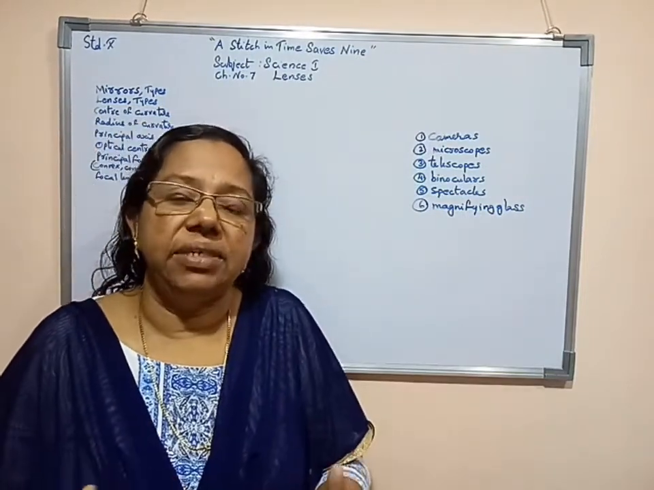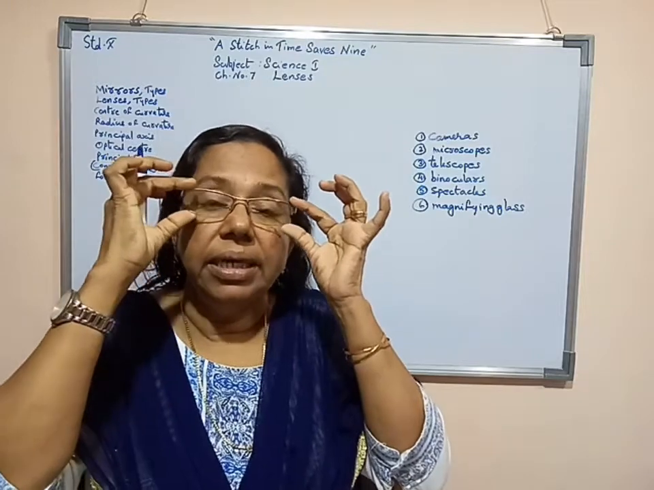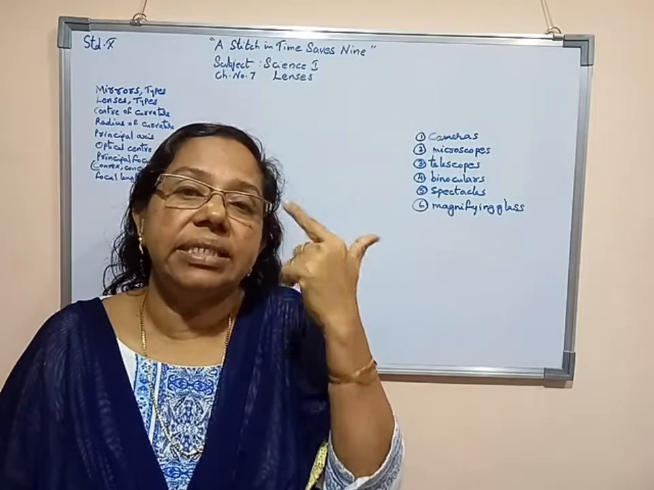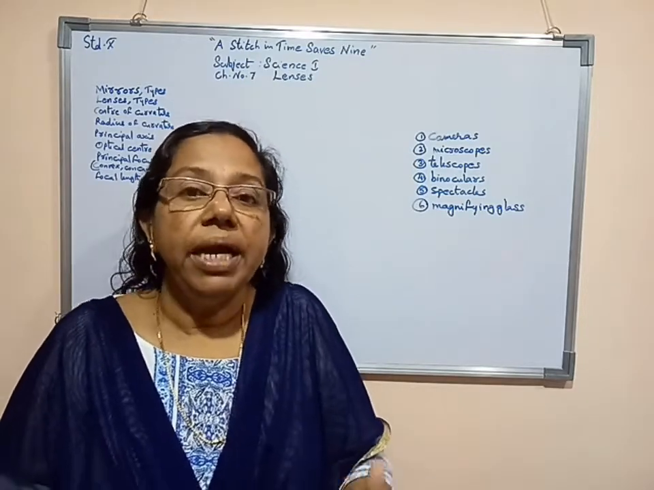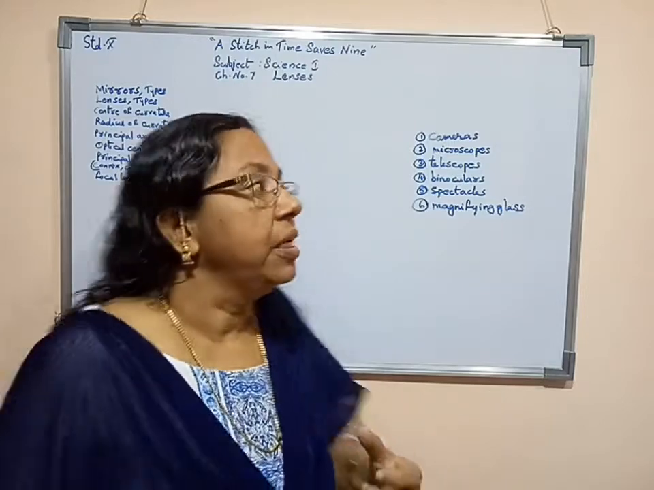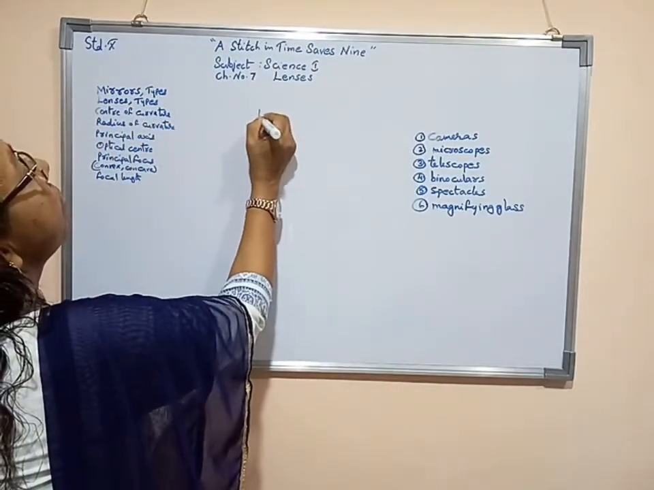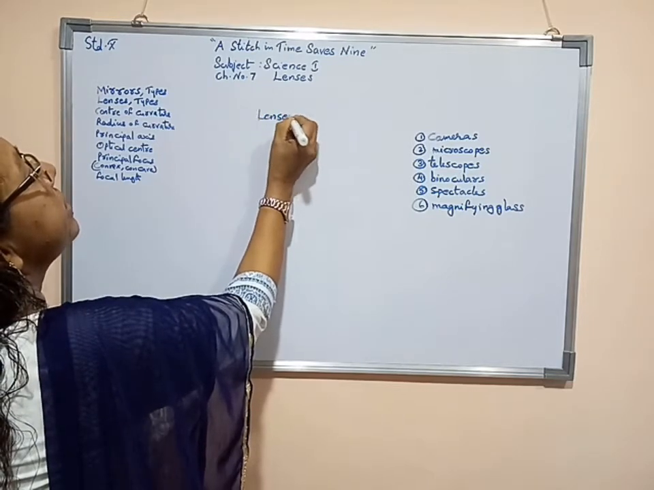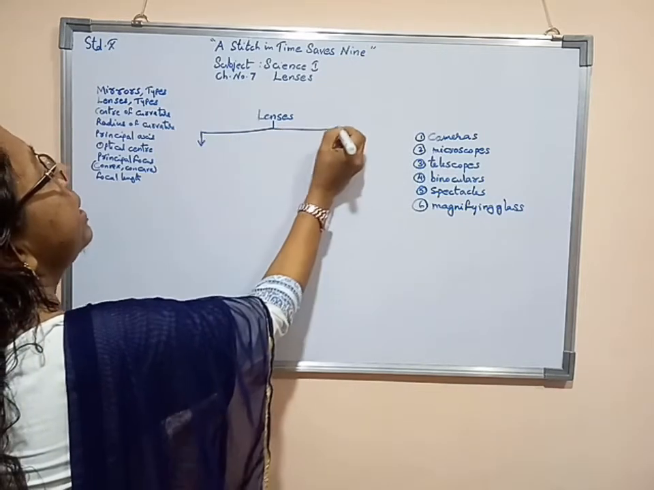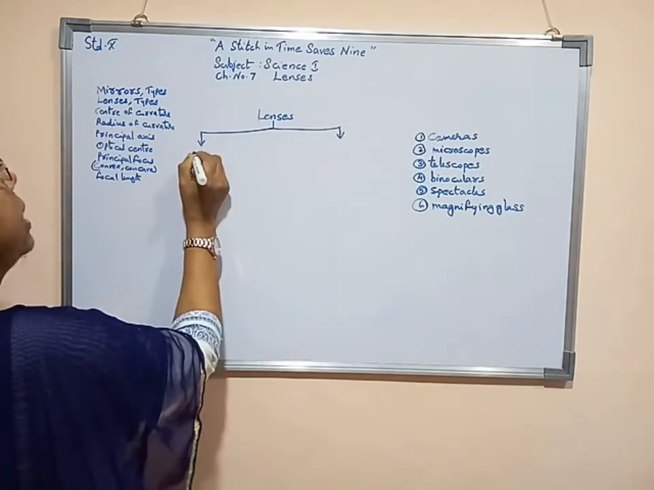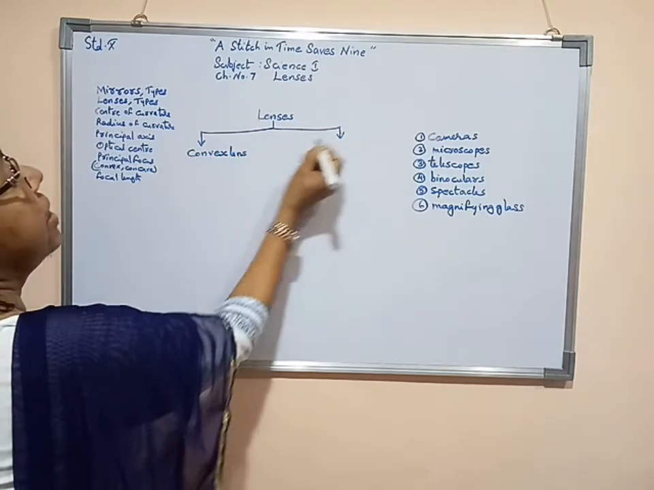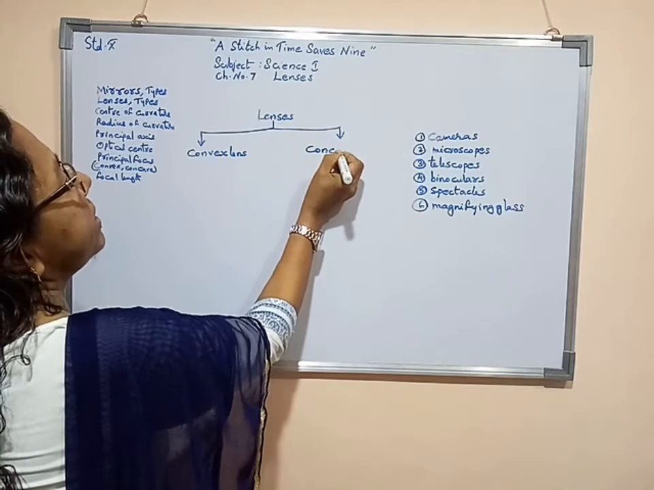Now the specs which we are wearing, in my spectacles too, you can find glass, but this is actually a lens. There are different types of lenses available, so let us see the different types. First, lenses are divided into two types. One is known as the convex lens, the other is known as the concave lens.